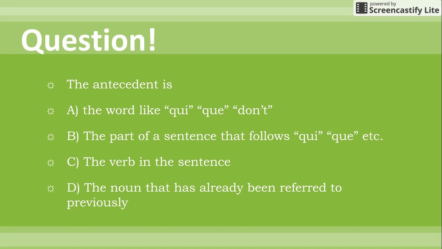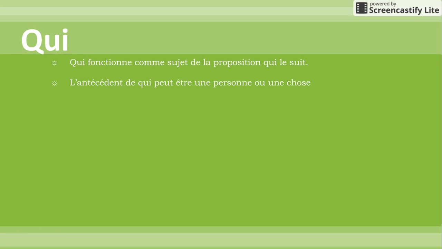Before we do, you remember what I just said about antecedents? Hopefully you remember that the antecedent is D, the noun that has already been referred to. We're starting with the relative pronoun qui. It's going to function as the subject of the idea that follows it in the sentence, and its antecedent can be a person or a thing.